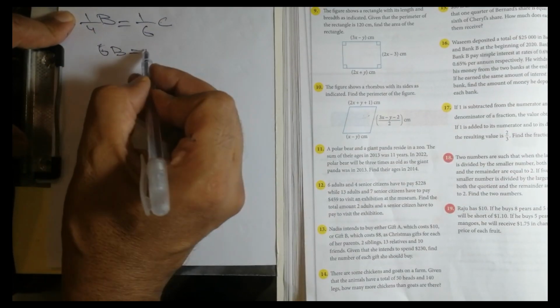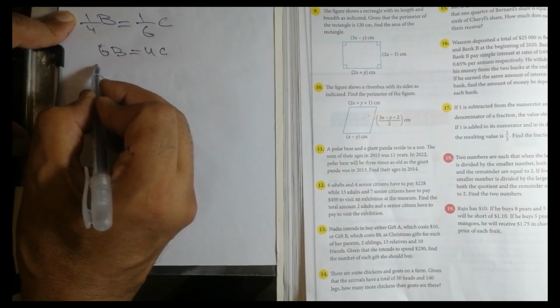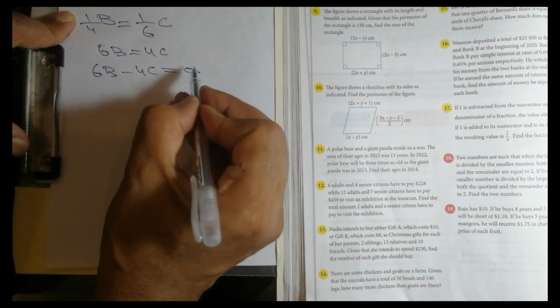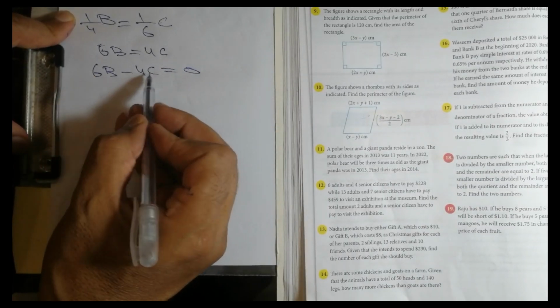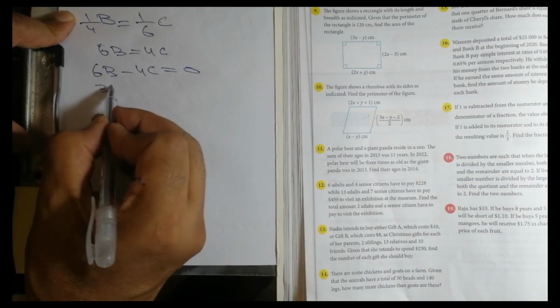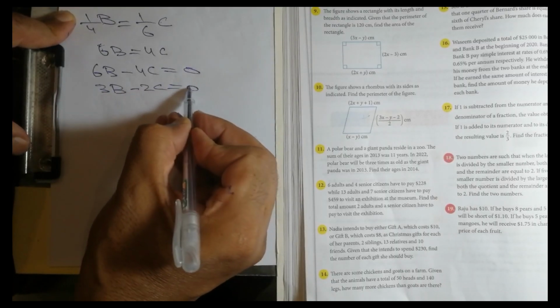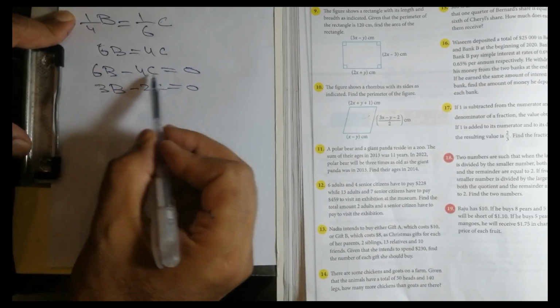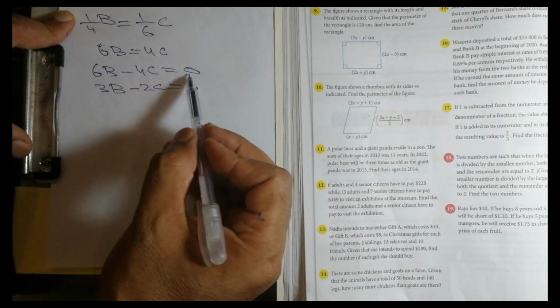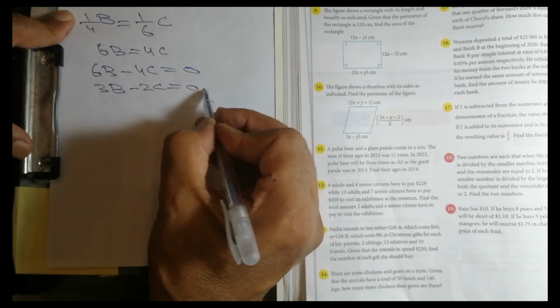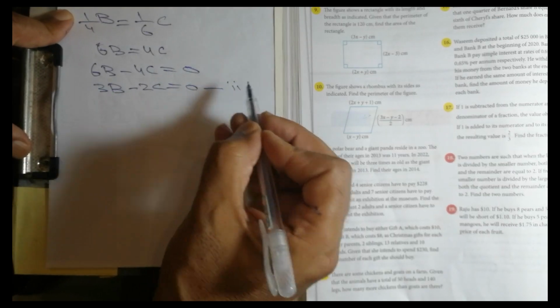6b equal to 4c, 6b minus 4c equal to 0. So dividing both terms by 2, 3b minus 2c equal to 0, because we can divide both sides by 2, because 2 is common here. So this is the equation in simplest form.